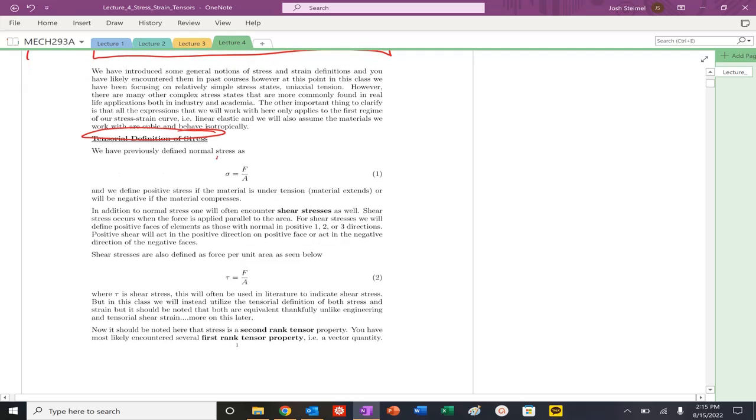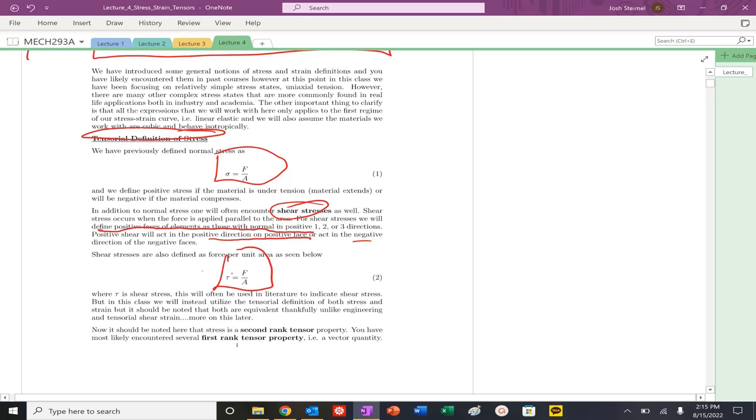So, previous definition here, also shear stresses. For shear stresses, we're going to define the positive faces of the elements as those with the positive 1, 2, and 3 direction. Shear will act in the positive direction on positive faces, or act in the negative direction on the negative faces. We'll describe that in just a second.